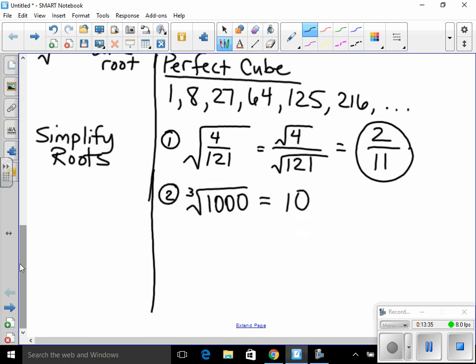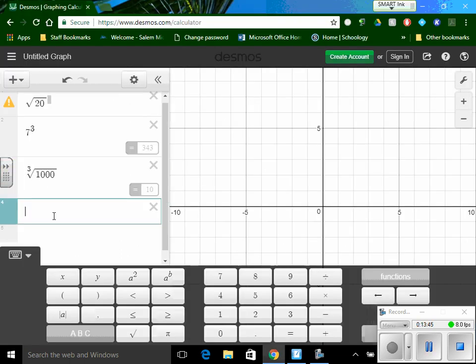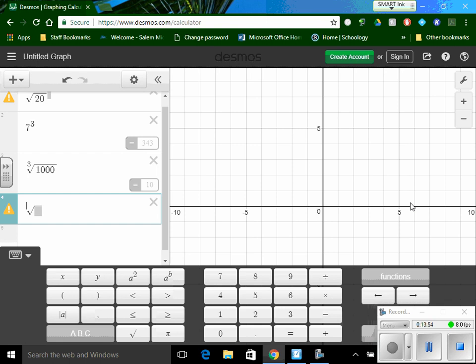All right, so the next one is going to be the cube root of 180. So we're back in the calculator again. You have to hit a new slot below it. Then remember that your cube root button is under functions, under miscellaneous, fourth one down. Then you have to hit the 3 to represent the cube root. And then underneath the radical, you want to put 180.